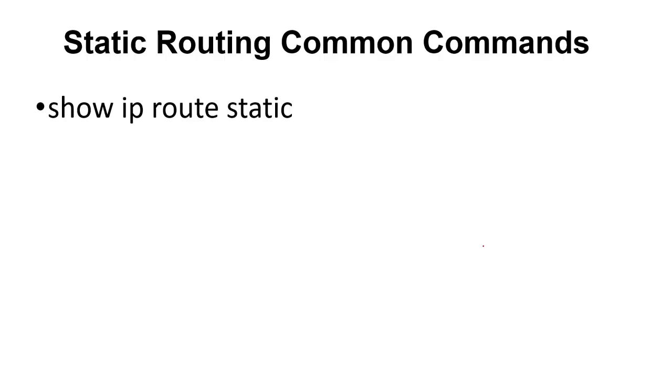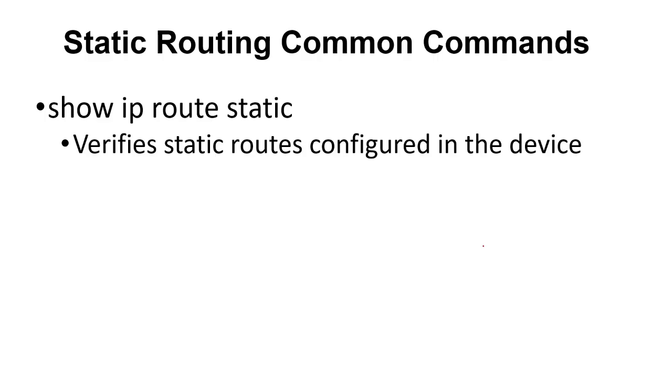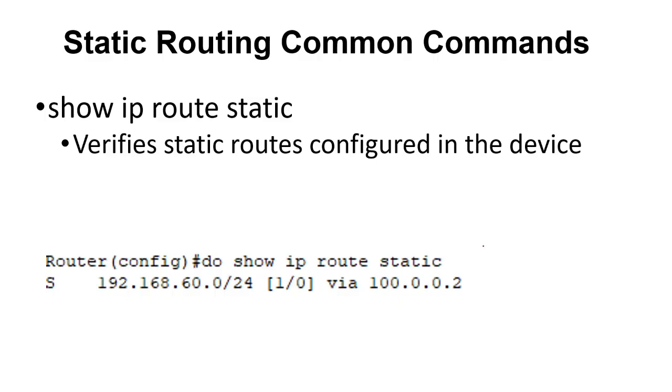If you want to determine your routing table, specifically the static routes, you can use this command: show ip route static. This will verify the static routes configured in the router, and it will show the static routes that are currently defined in the router.